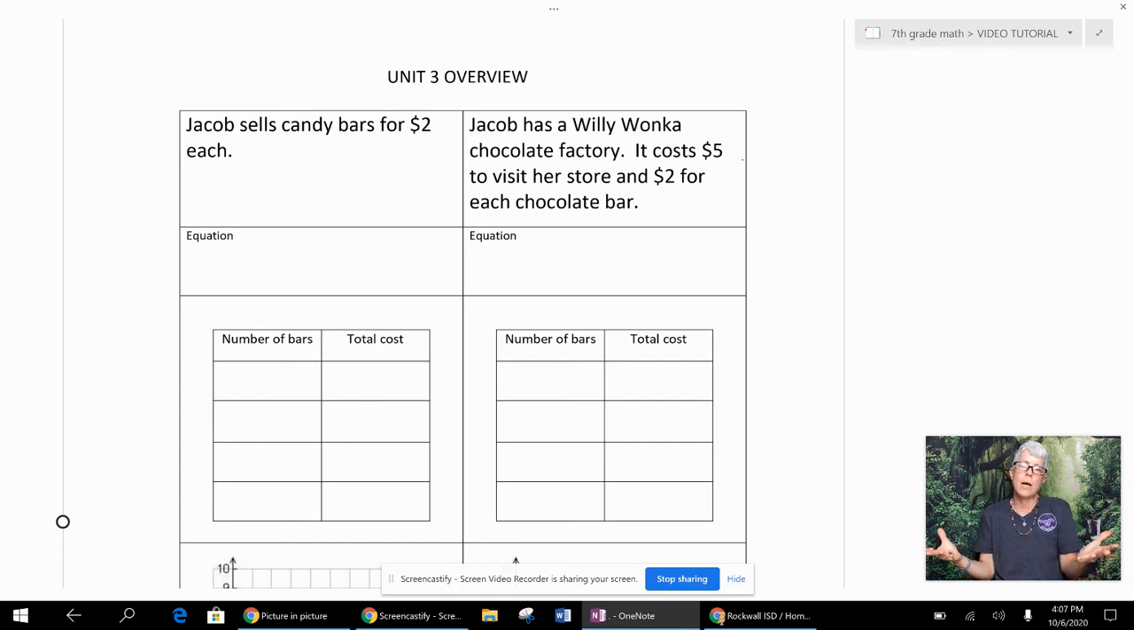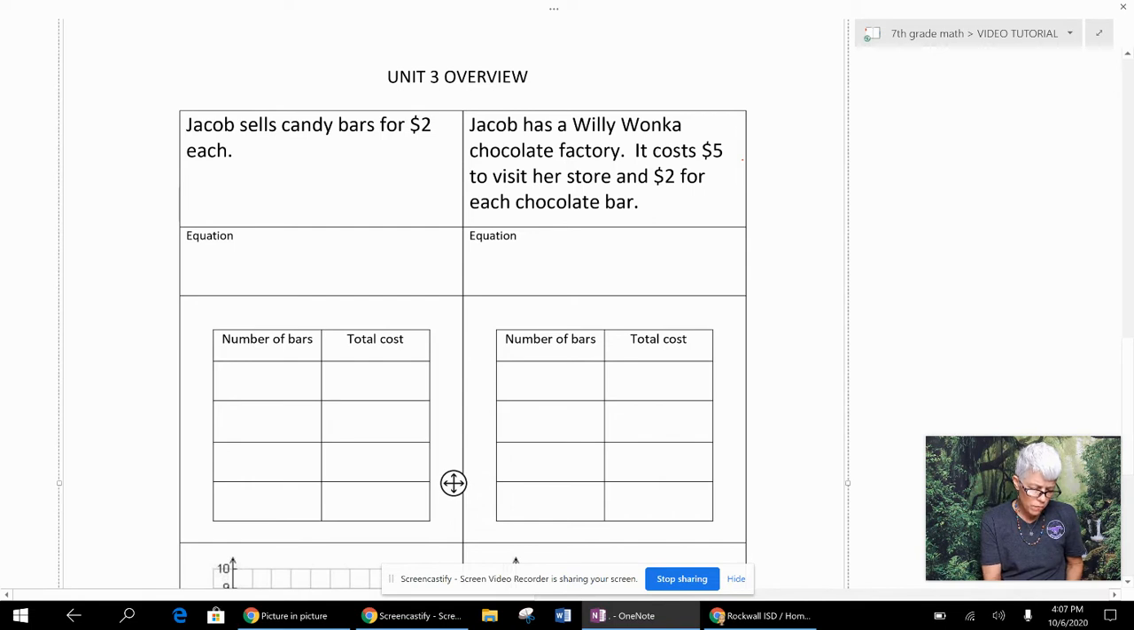So right here, I'm starting with the word problems, and there's two here. And so the first says that Jacob sells candy bars for $2 each. Now, if you wanted to, you can write an equation for this, and this might be something that you're doing. Maybe you're doing a fundraiser for band or for athletics or something like that, and you have to sell candy. I remember when my kids had to do that. And so I'm going to go ahead and create an equation.